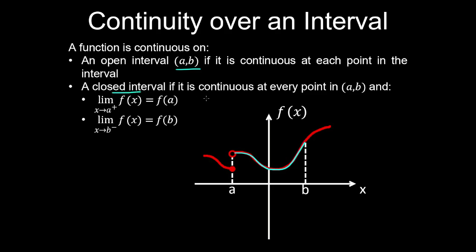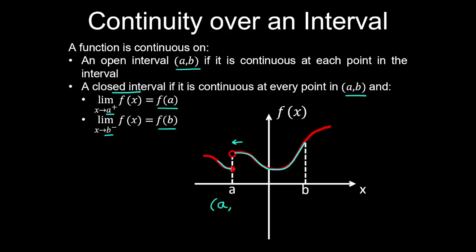Now a function is continuous on a closed interval if it's continuous at every point in the open interval, and the right hand limit at a is equal to the value of the function at a, and the left hand limit at b is equal to the value of the function at b. So for this function here, as x approaches a from the right hand side, it's not equal to f of a. So therefore the function is not continuous at this end of the interval.